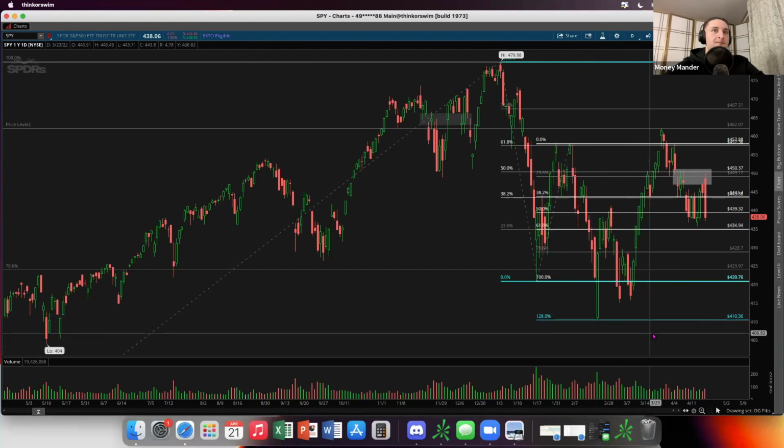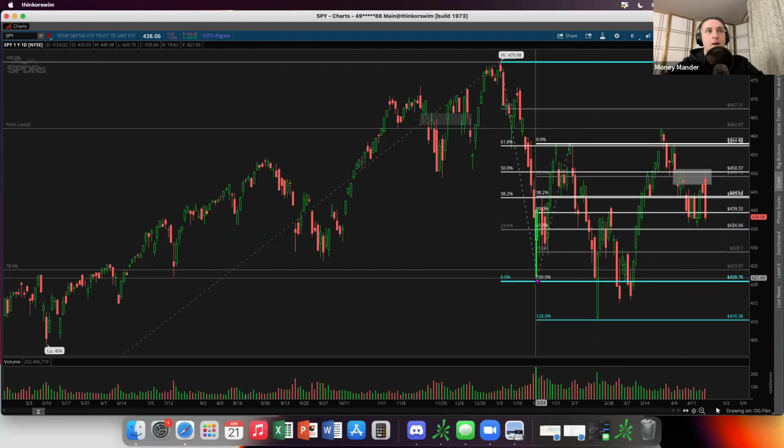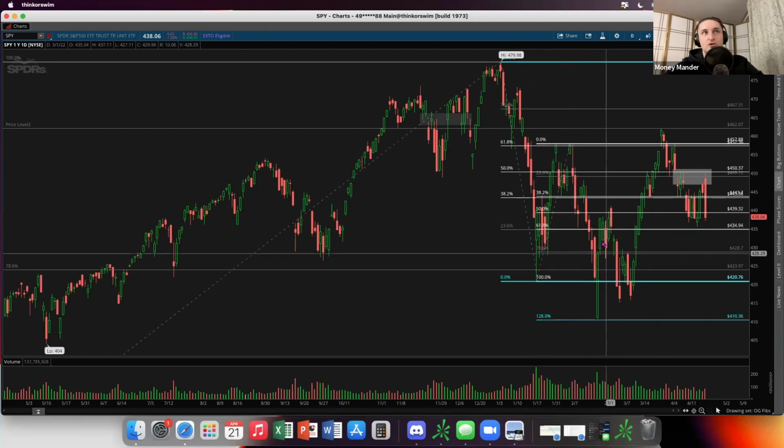The 128 here was at 410.36, and these are accurate to the cent. I did this from the 420.76 low to the February 9th high, because that next day is really where the downtrend started. So in my opinion, this was where the uptrend ended, right? So that's where I did that too. The low of this day, where we opened pretty much and then just absolutely exploded off of, was 410.64, and the level was 410.36. So again, off by 30 cents, right?